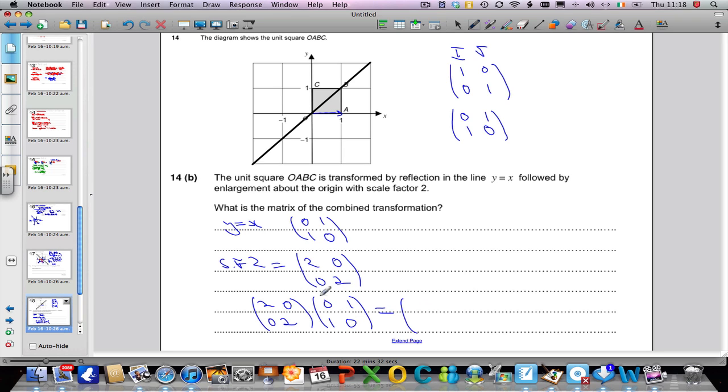And I'll take a bit more time with this multiplication. 2 times 0 is 0. 0 times 1 is 0. So the first part is 0. 0 times 0 is 0. 2 times 1 is 2. Add them together. 2 times 1 is 2. 0 times 0 is 0. 2 and 0 is 2. And then 0 times 1 is 0, and 2 times 0 is 0. Add the two together, you get 0. And that is your answer. So that's the matrix of the combined transformation.